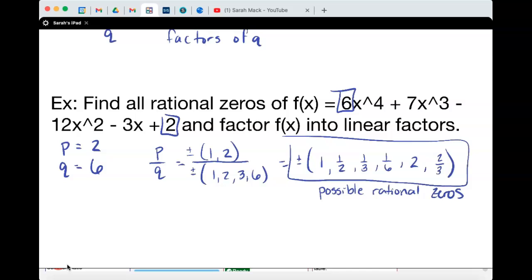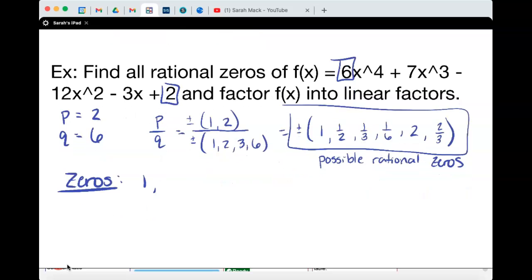So we find one that works. So I can start making a list of all my zeros. 1 works. I could check all the other ones, but I don't like guessing and checking. So this is the point: if we find one, we can do synthetic division on it to turn my 4th degree polynomial into a compacted cubic. So then all my coefficients are 6, 7, -12, -3, and 2.